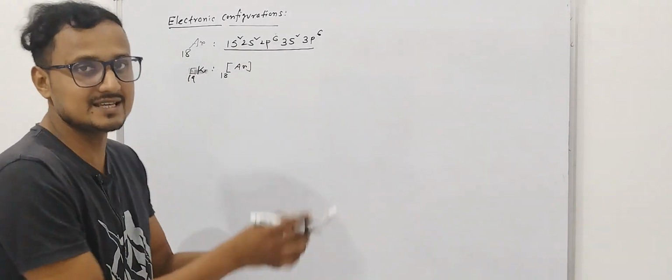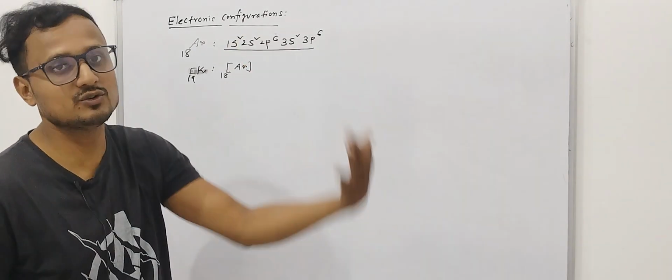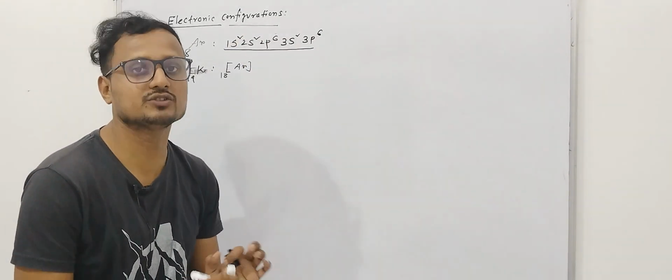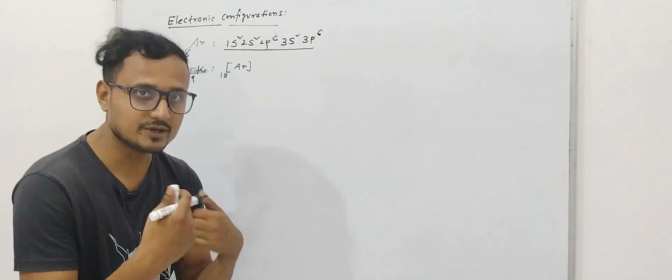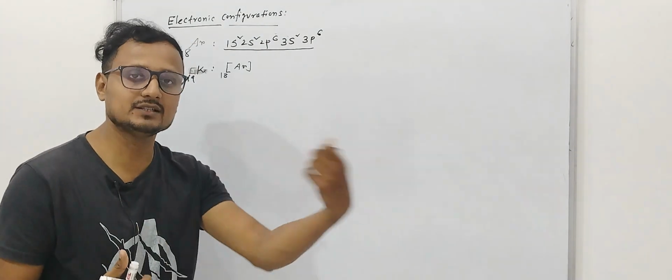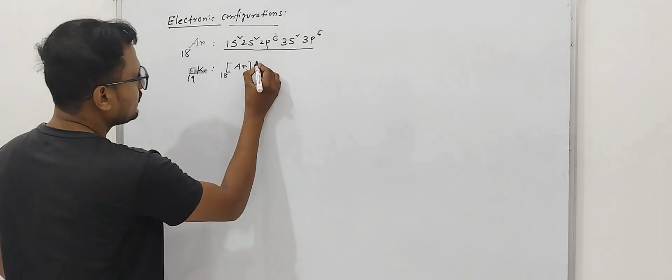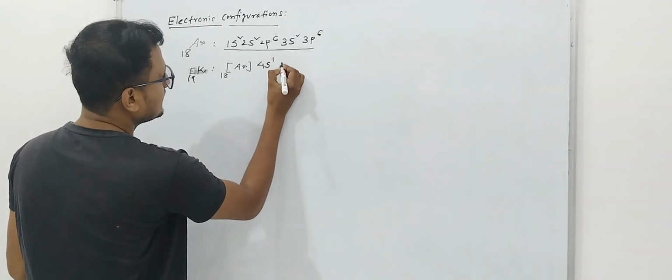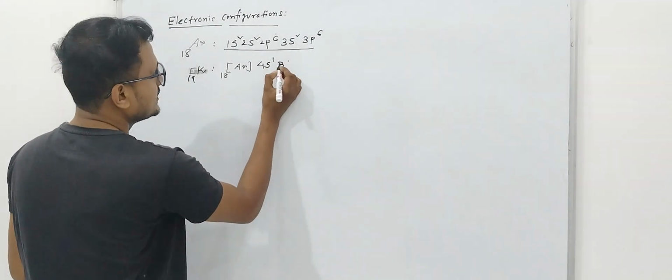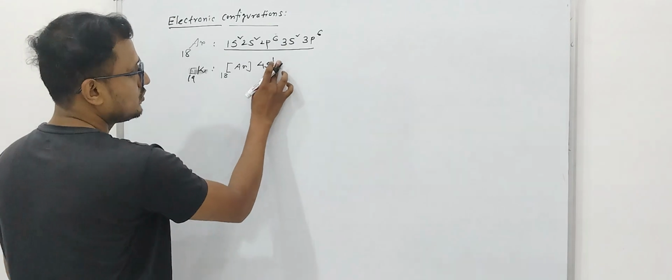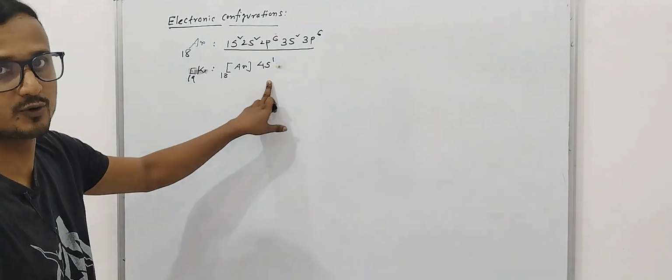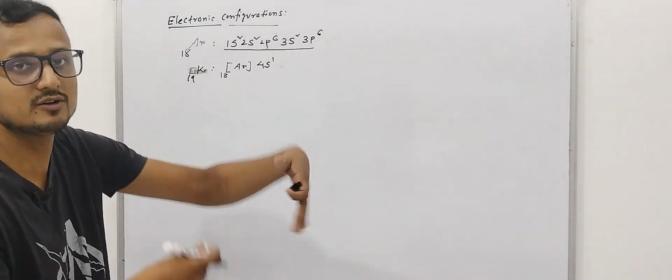Now, as we know the series, after the 3p orbital, the electron will go to the 4s orbital, not the 3d. Why? Because the 4s orbital energy is less than the 3d orbital. So here the 4s orbital will be filled, then the 3d orbital. Okay, so it will be 4s1. Potassium is 4s1, and the 3d orbital will be 0.